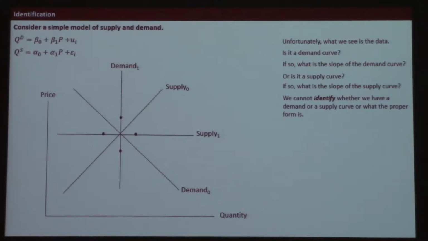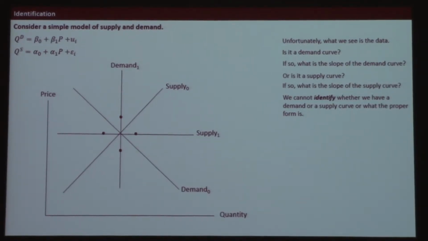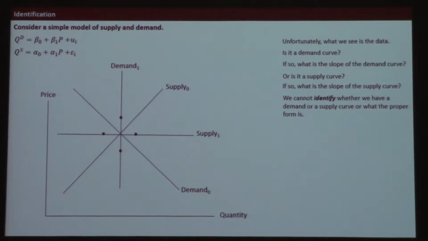And we have no control over which one we get. The mathematical process that regression runs is just going to simply answer that question: find me the line that best fits the data. And any one of those could be a plausible result from our regression. So this is the identification problem. We can't identify supply from demand, and even among alternative demand curves, we can't identify the right one.